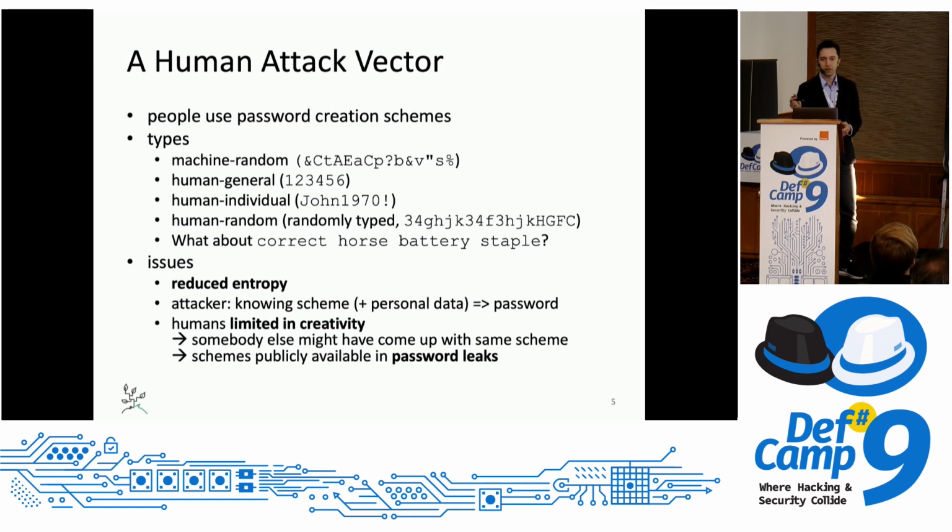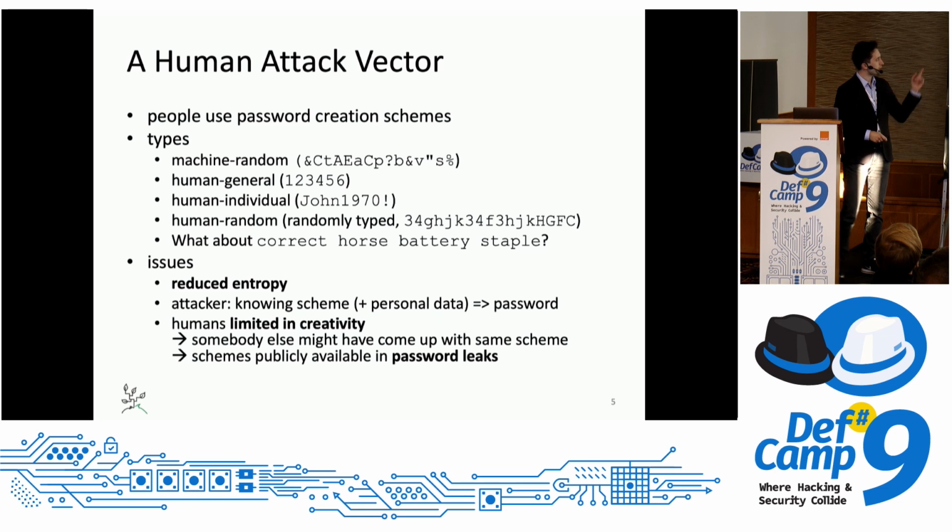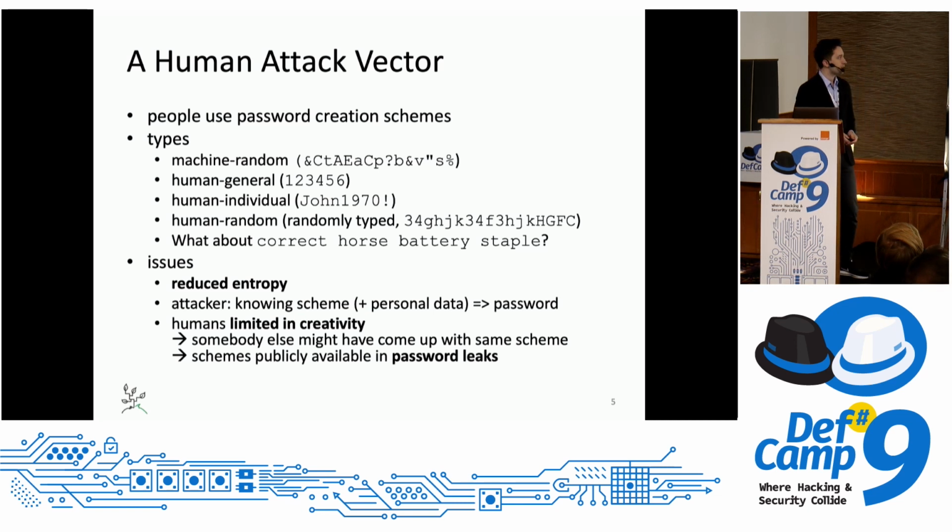And then, of course, there are human random passwords. These are very rare. People use them when they randomly type a password and copy it into a text file somewhere to save it. They really look like machine random passwords in some cases, but they actually are not. But what about correct horse battery staple? Maybe you know that XKCD comic. This kind of password could be a machine random password if it's randomly chosen by a machine, or it could also be a human individual password. For instance, if the person selected the word horse because the person likes to ride horses, then it would have some individual entity in there.